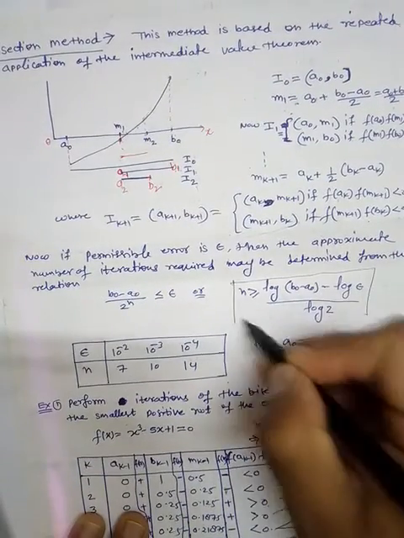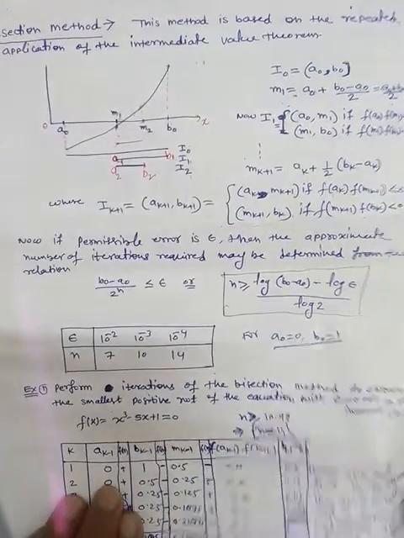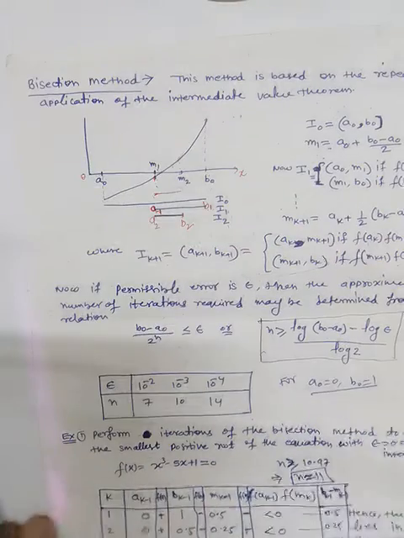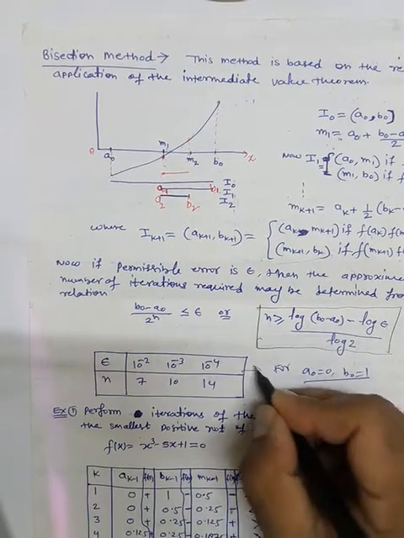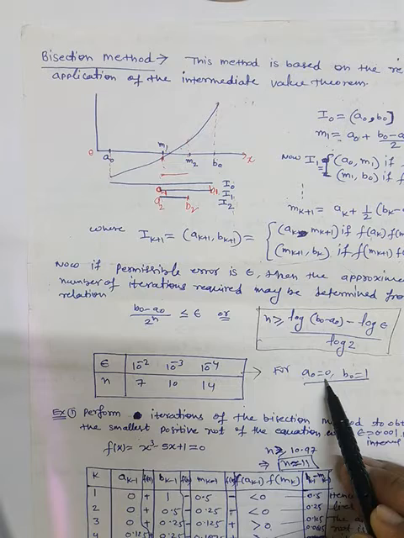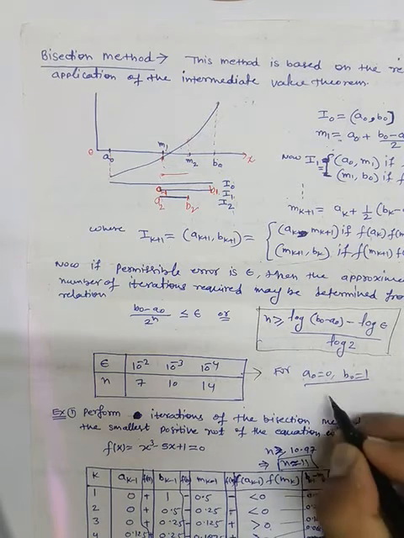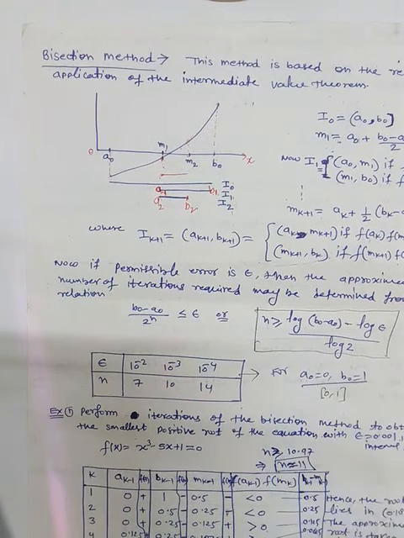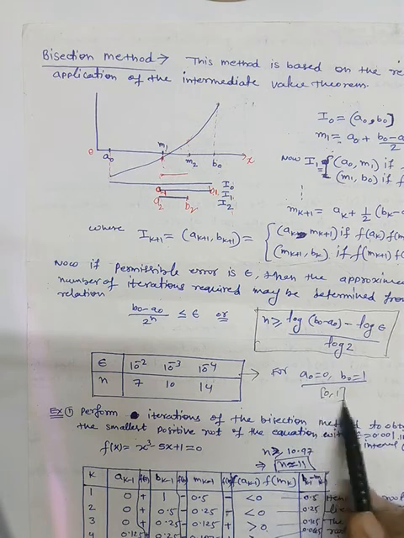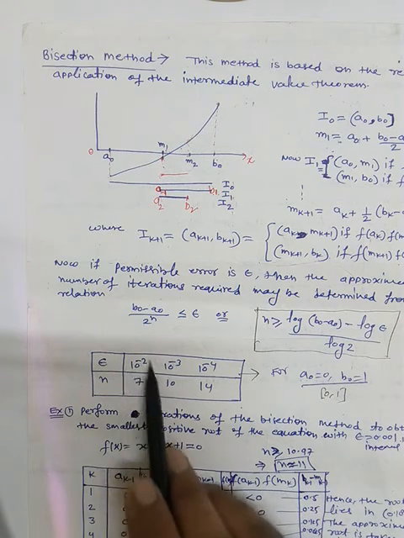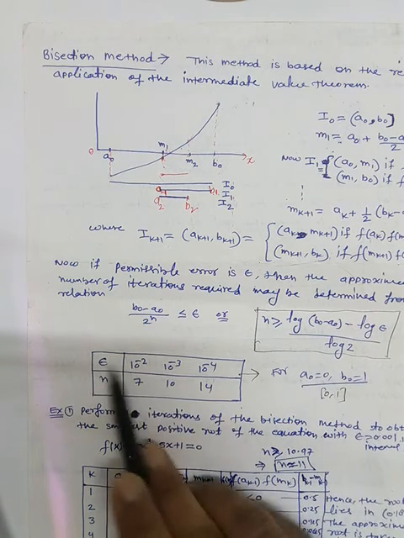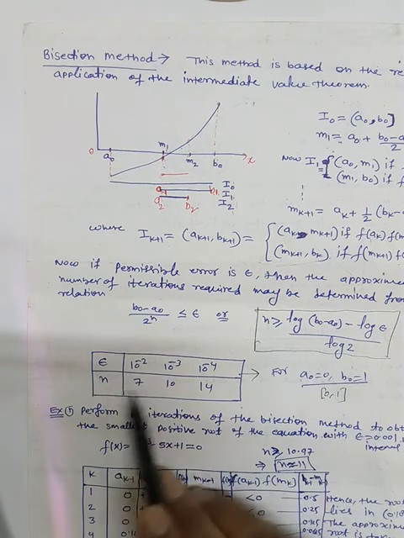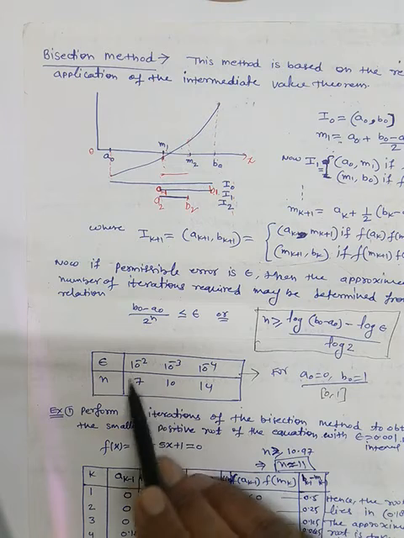Using this formula, you can easily find the number of iterations used in the bisection method to solve a particular problem. So if you take a naught as 0 and b naught as 1, that means the interval is taken as 0 to 1. For a particular problem, suppose this is the interval 0 to 1 and epsilon is 10 raised to the power minus 2. So a naught, b naught and epsilon are given to you. Then n will be 7. Number of iterations required is 7.